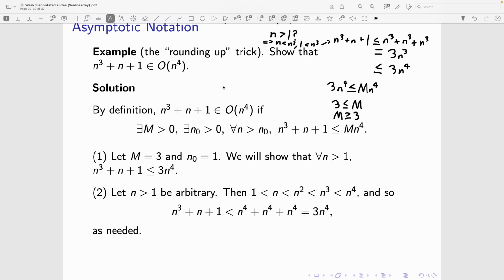In this case, n cubed is less than n to the 4, n is less than n to the 4, and 1 is less than n to the 4, which we mentioned here. We can easily turn one side into the other.